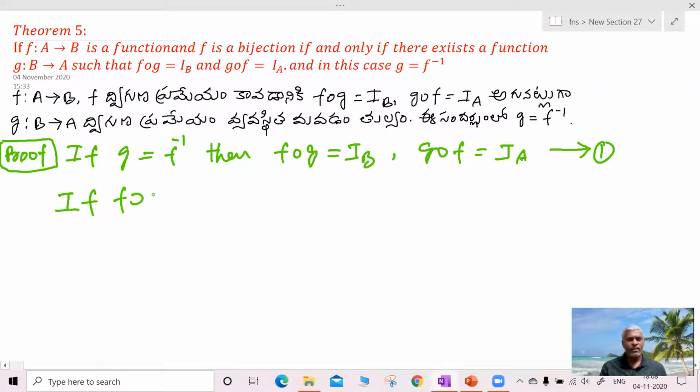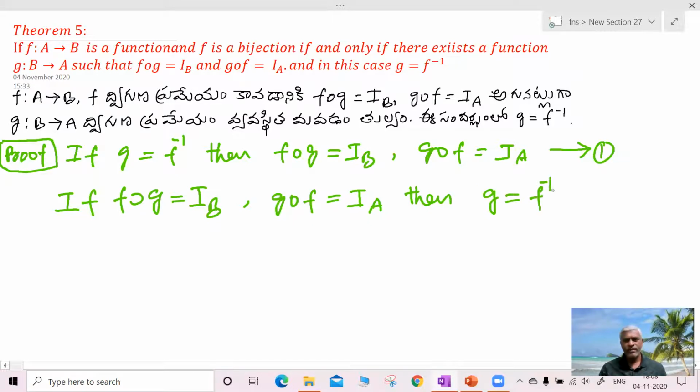If f circle g is equal to IB and g circle f is equal to IA, then g is equal to f inverse. So we have to prove this theorem and its converse also. So now in the first one, proof of first, let us prove the first one.